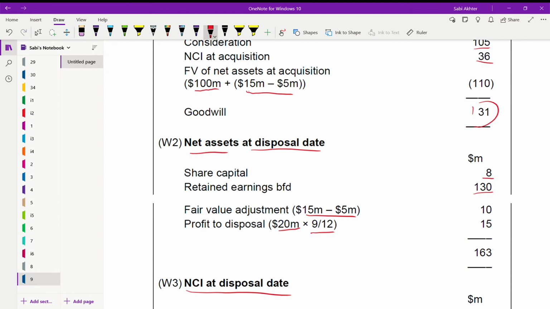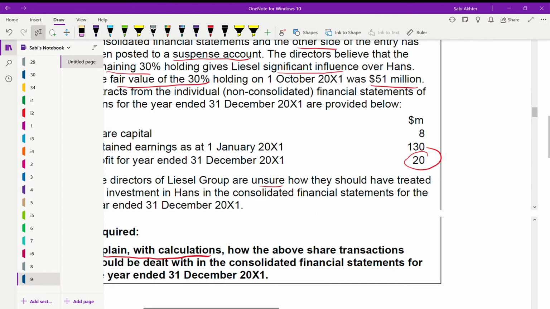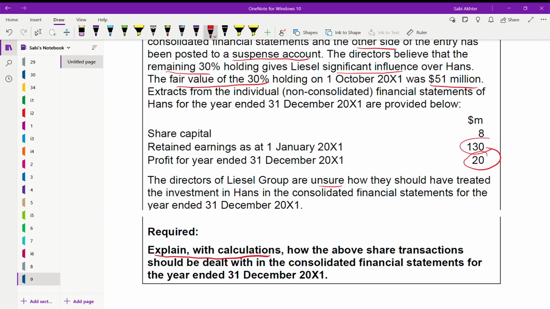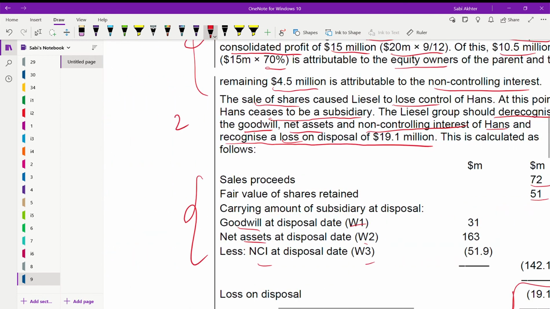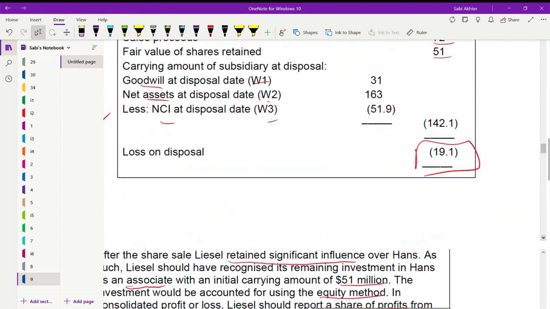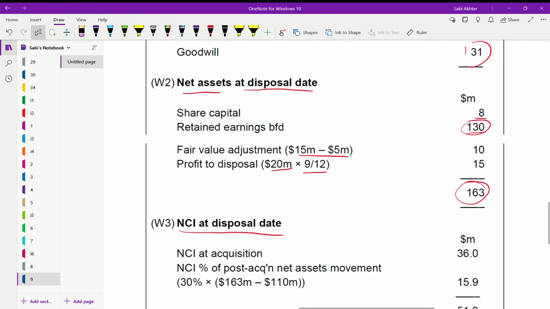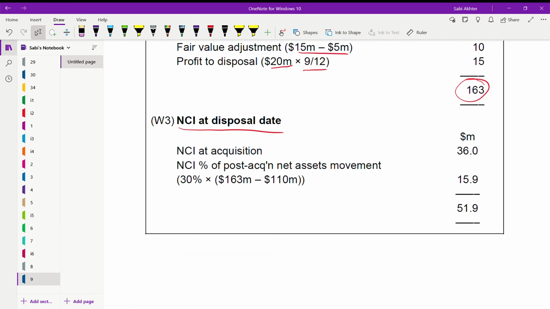Hence it is 163. This retained earnings you are taking at the reporting date, not at the date of acquisition. Net asset, the retained earnings 130. Let me show you. This retained earnings, reporting date 130. Now we are coming to the NCI. NCI at acquisition is already given, but post acquisition you take the reporting date 163. Just now we have calculated that net asset minus the net assets at the date of acquisition, and you take 30%, because when you were 70%, NCI was 30%.